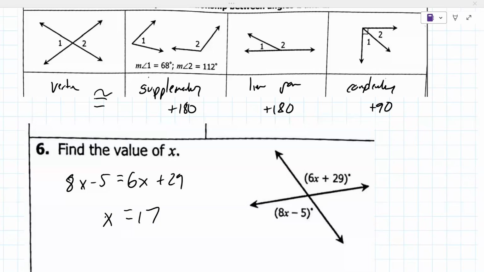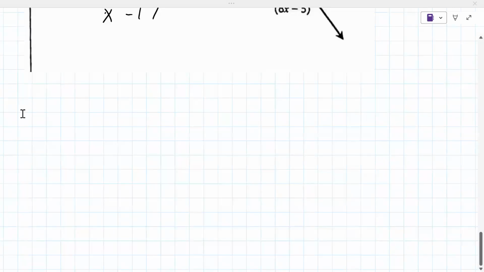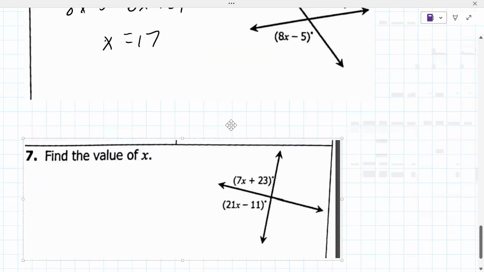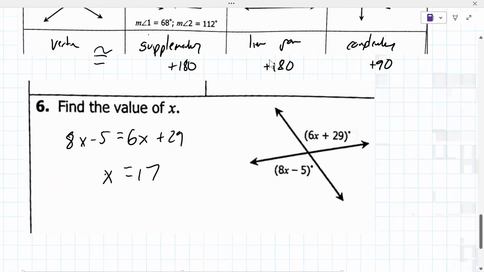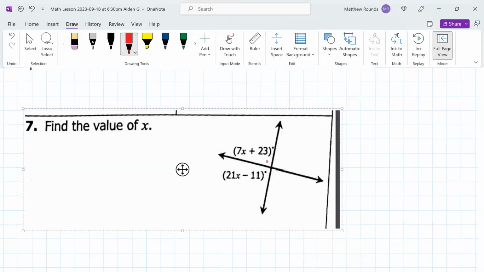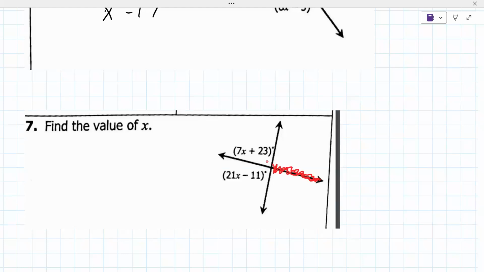Number 7, just like 6, you have to figure out which of those it is. Are these vertical, supplementary, linear pair, or complementary? And this line over here to the right is kind of unnecessary. Notice the complementary always has this little box here. There's no box, so we'll say no. It's a straight line, so a linear pair. And what do linear pairs add up to? 180. Yes.